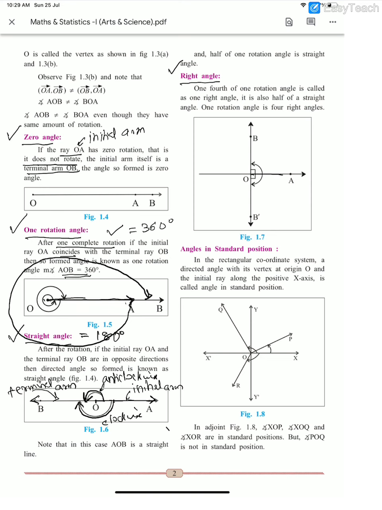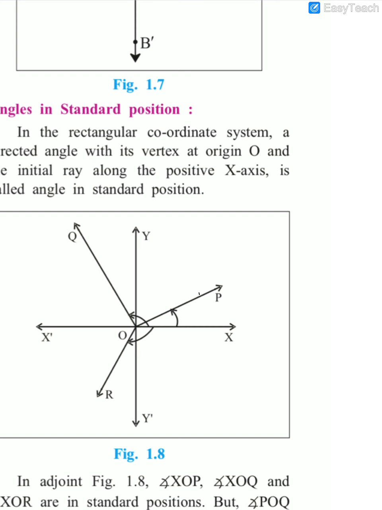So this is the initial arm, and let us say it rotates anti-clockwise, and this is the terminal arm. It is 1/4 of the rotation angle. If that happens, then it is called a right angle. This is a right angle and it is 90 degrees.